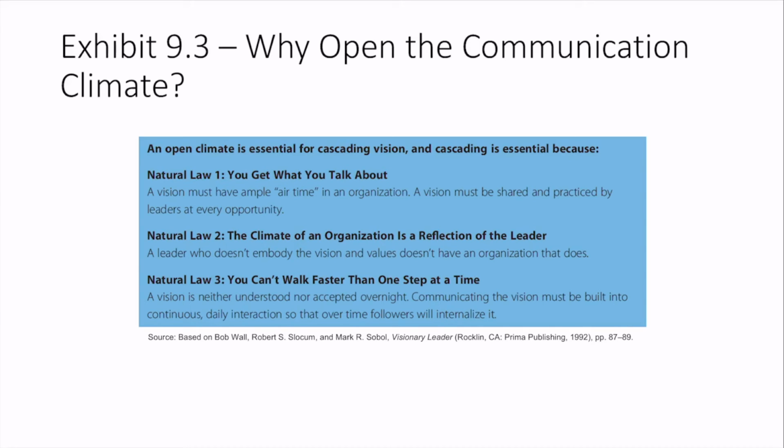Unfortunately, it didn't work out for them because they were rebellious and they didn't trust the Lord to be able to deliver them. But you get what you talk about, communicating the vision, keeping it upbeat, keeping the organization positive. Those are crucial. The climate of an organization is a reflection of the leadership. If you don't embody the vision and values that you want the company to follow, if you don't model it, how do you expect them to do it? So a leader who doesn't embody the vision and values doesn't have an organization that does.